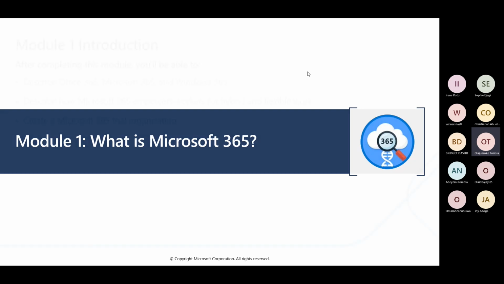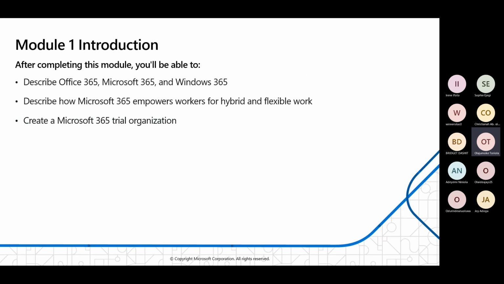So let's talk about what is Microsoft 365. After this first module, we're going to be able to describe Office 365, Microsoft 365, and Windows 365. We're going to describe how Microsoft 365 empowers workers for hybrid and flexible work. We're going to create a Microsoft 365 trial.